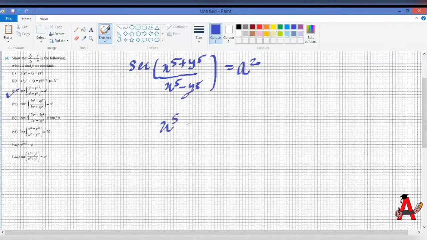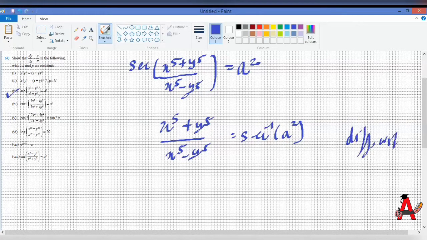The question becomes (x^5 + y^5)/(x^5 - y^5) = sec inverse of a square. Now this is a constant. If you take the differentiation, this side will become 0. Differentiate with respect to x.